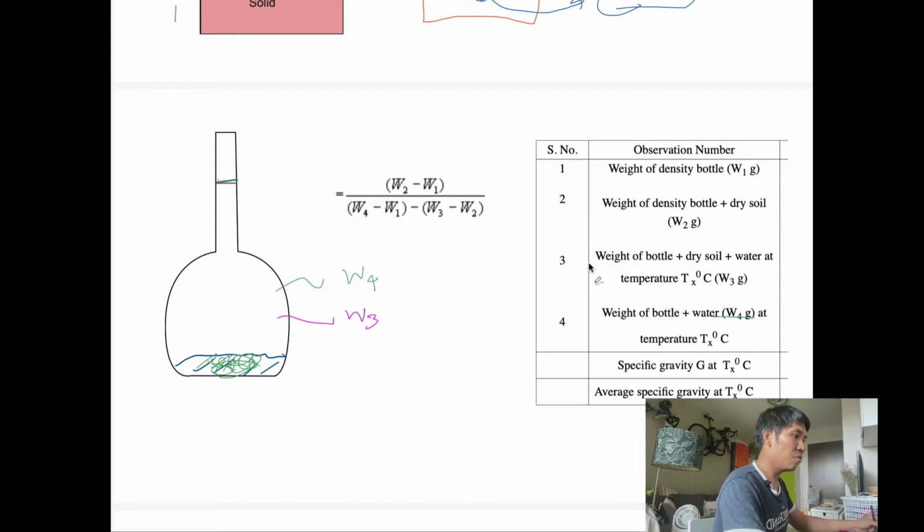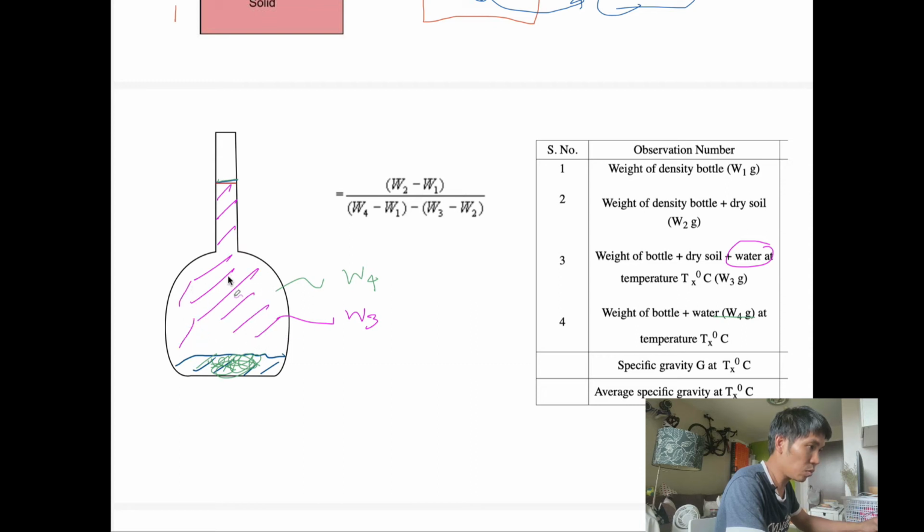Okay, if you use the weight of this W3 minus W2, you can obtain this. That means you obtain only the weight of the water, the weight of water here, the blue one. Yes.